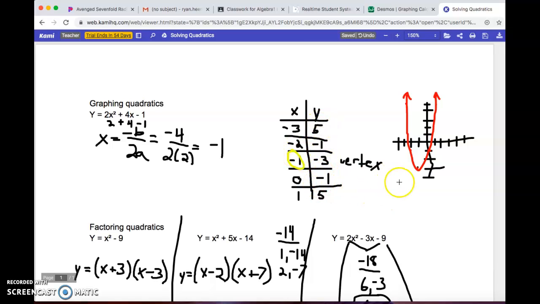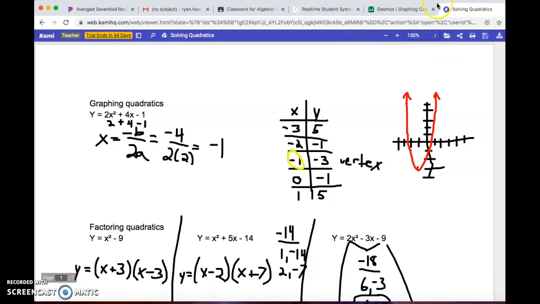Then you can literally plot these points, vertex. These are either the other points, that's the -2, -1. This one's the 0, -1. And 1, 5's here. -3, 5 is there, and you can make your parabola. Right, so that's by hand with a nice table and making a sketch of that.